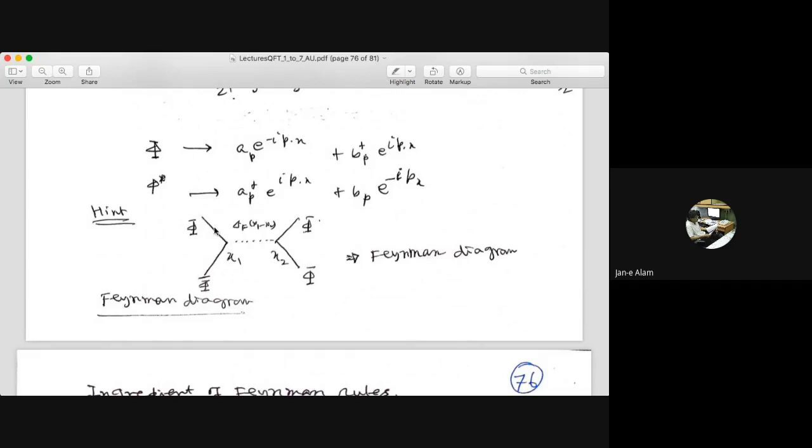So it could be something like this. Like an electron and positron annihilate and produce a photon, and that photon again produces the electron positron pair. So E plus E minus going to E plus E minus. That is what is called Bhabha scattering. We'll come to that.